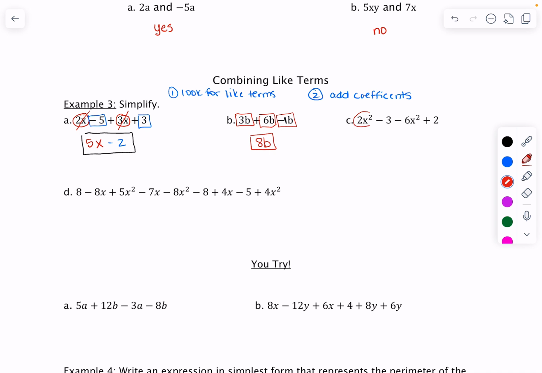For letter C, I'm going to use some shapes again. This x squared is a like term with this -6x squared. They both have x, they both have squared, they're like terms. And then -3 and +2 are also like terms. So 2 plus -6 is going to give me -4. Keep the x squared. Done with these two. And -3 plus 2 is -1. So I'm going to get -4x squared minus 1.